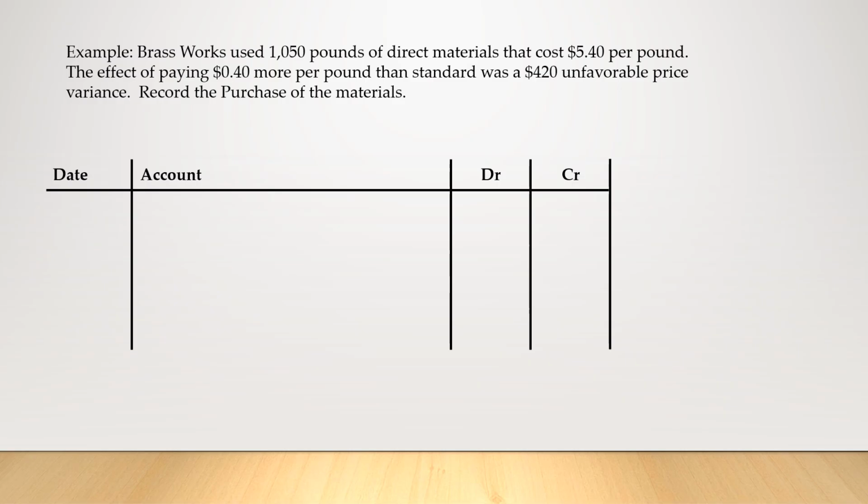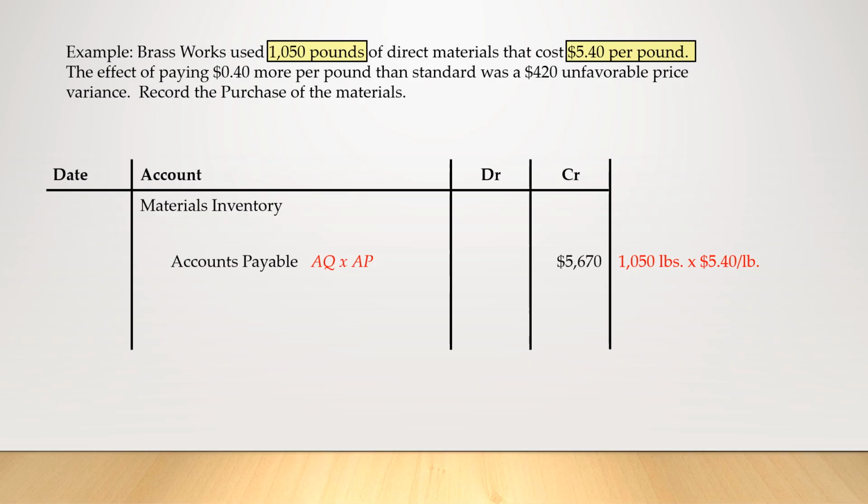The basic entry for purchase of materials consists of a debit to materials inventory and a credit to accounts payable. Accounts payable will be credited for the actual quantity times the actual price. This product provides the monetary value we owe. Our vendor doesn't care at all about our variances. Its payable balance needs to convey what we are going to pay. Brassworks purchased and used 1,050 pounds at $5.40 per pound. So this credit is $5,670.